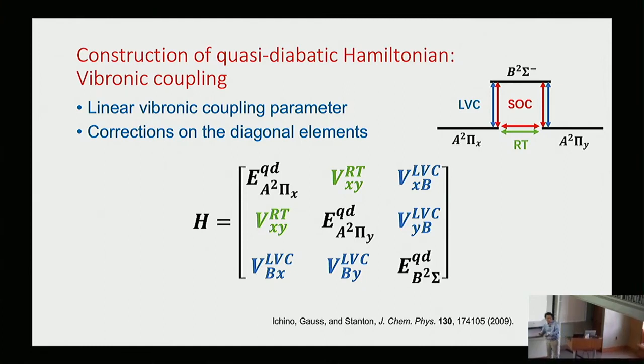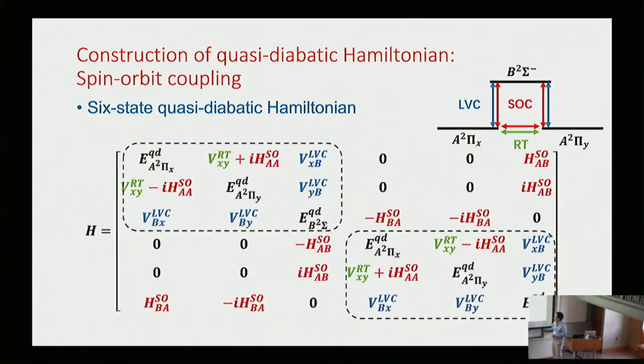So this matrix starts growing, from 1 state to 2 states, and now, including B, it is 3 states. Then with spin-orbit coupling, it becomes a 6-state Hamiltonian because we have the alpha block and the beta block. And the spin-orbit coupling comes in the off-diagonal block when we use the pi x and pi y representation.